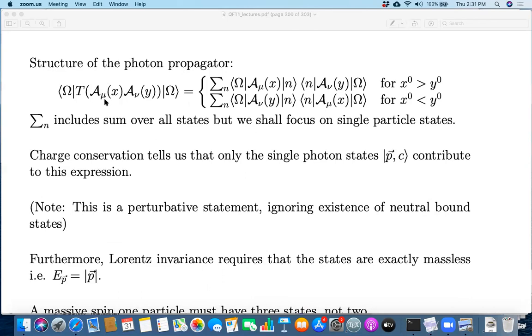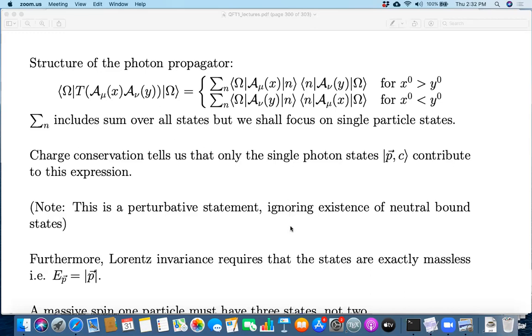In any case, for x naught larger than y naught, it's this. You insert a complete set of states. For x naught less than y naught, it's the opposite order, and again you insert a complete set of states. This, as before, includes a sum over all states, but we will focus on the single particle states. In this case, charge conservation tells us that this state must be neutral. So if it's neutral, it cannot be a single electron state or a single positron state. The only thing that can contribute is single photon states. Of course, you ignore the bound states, since this is perturbative. So we focus on the contribution from the single photon states.